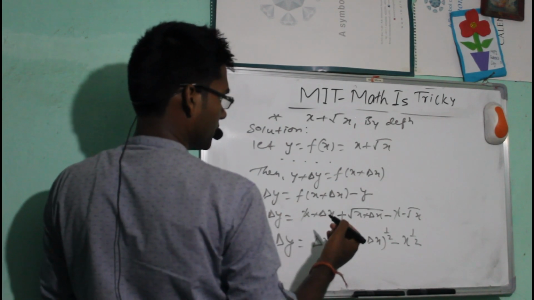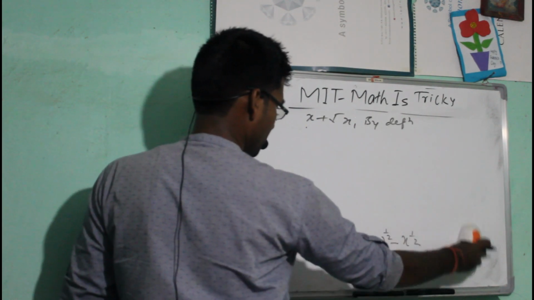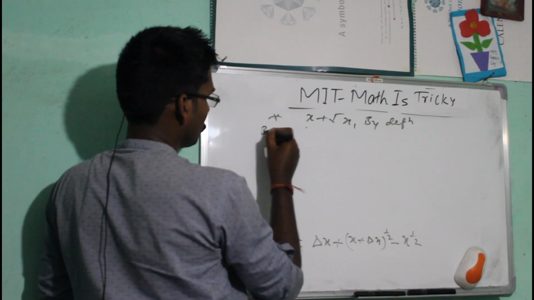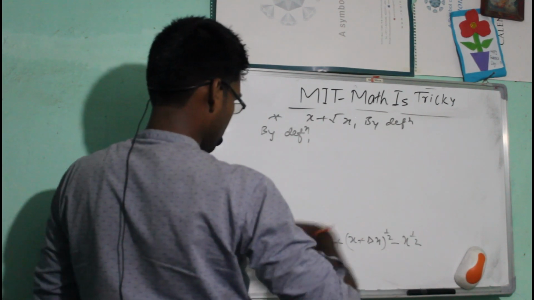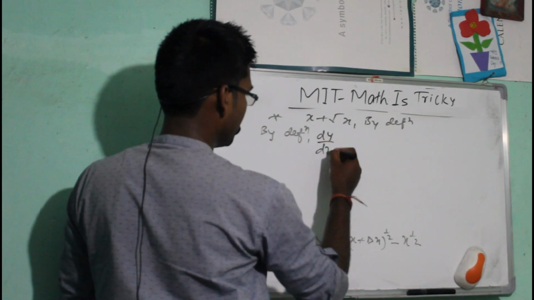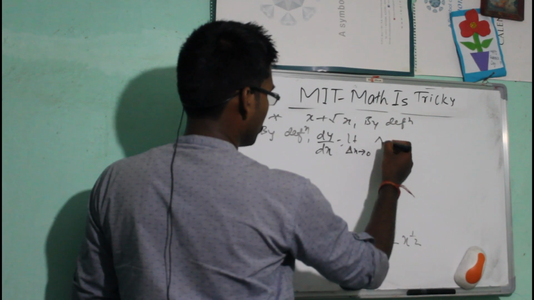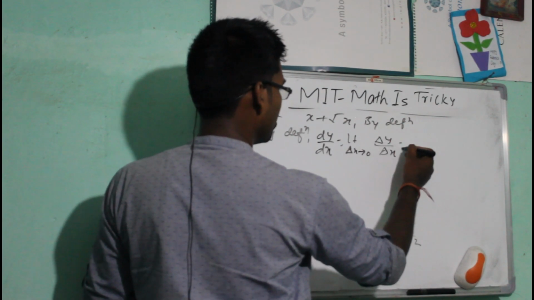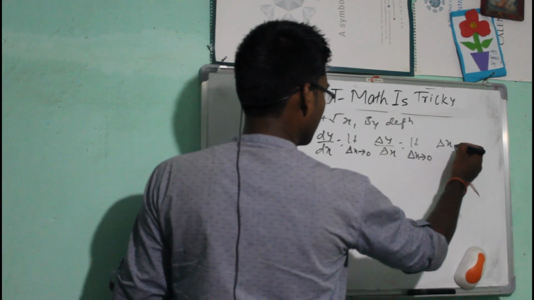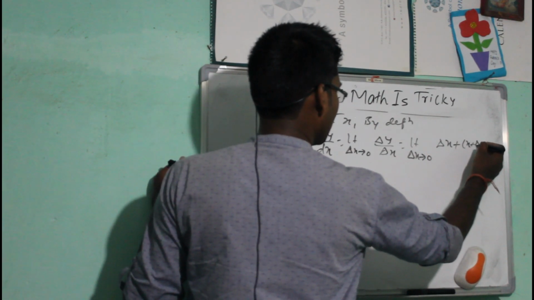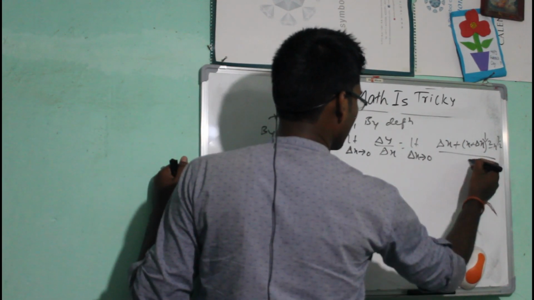Now let's simplify this further to get our answer. By definition we can write simply dy by dx equals limit delta x tends to 0 of delta y by delta x. So it is limit delta x tends to 0, where delta y is delta x plus (x plus delta x) whole power 1 by 2 minus x power 1 by 2, whole divided by delta x.